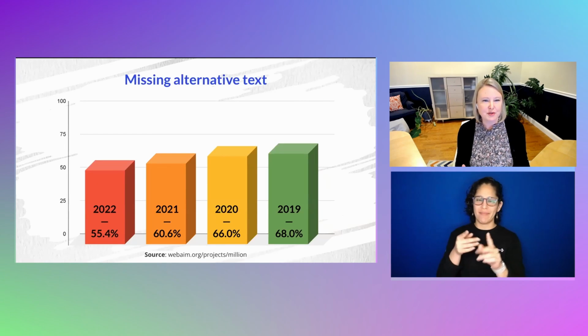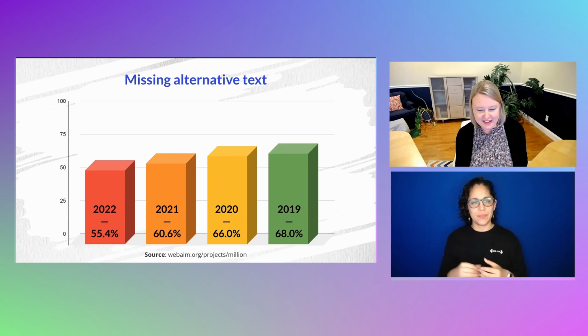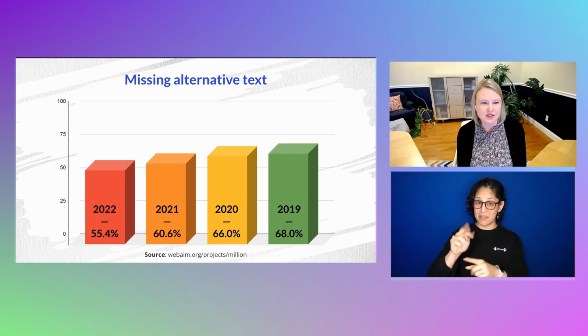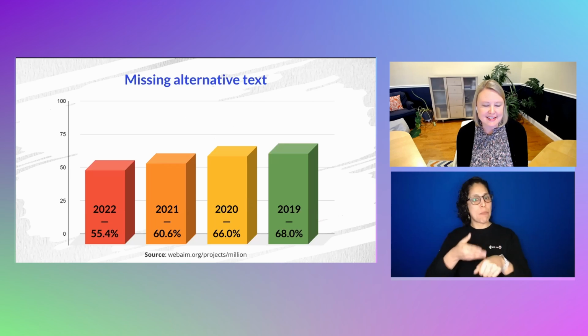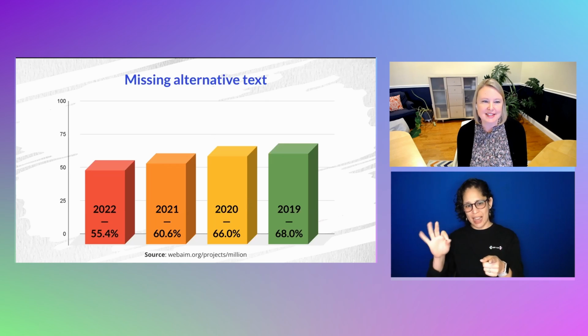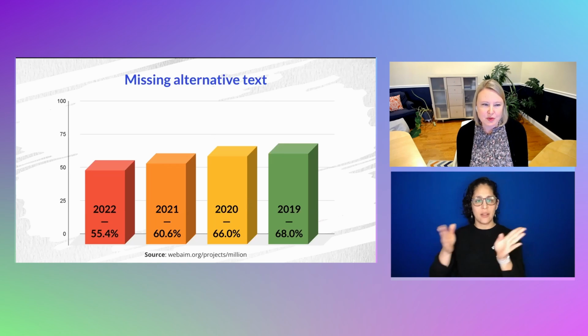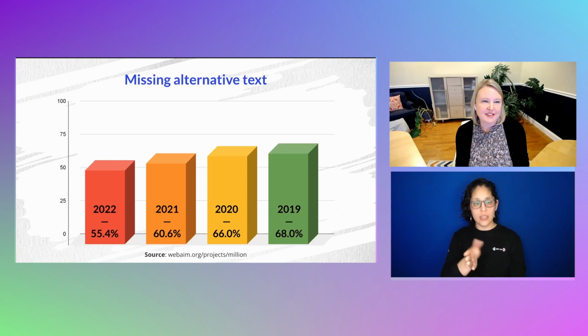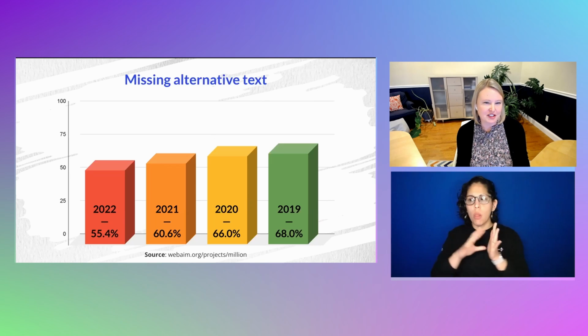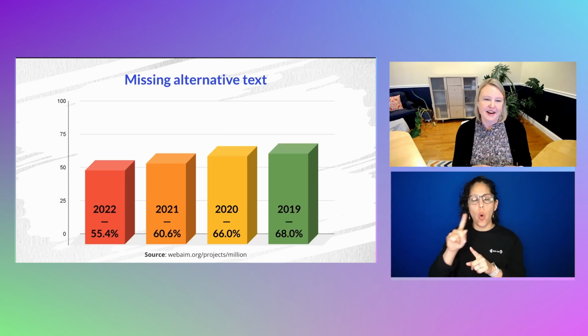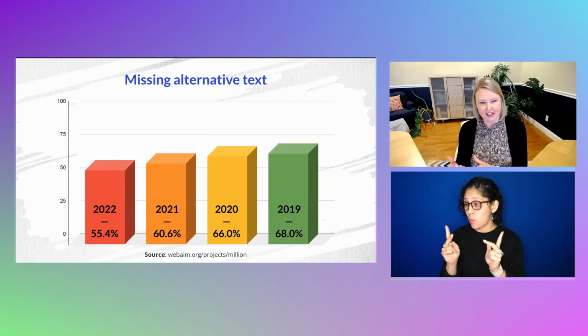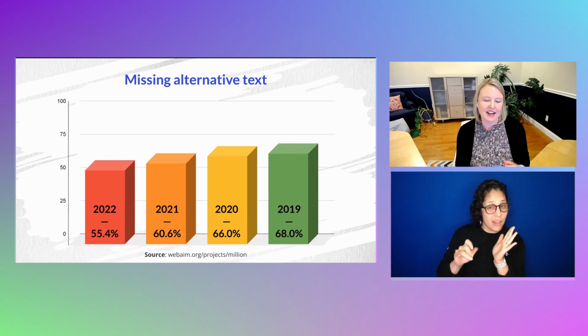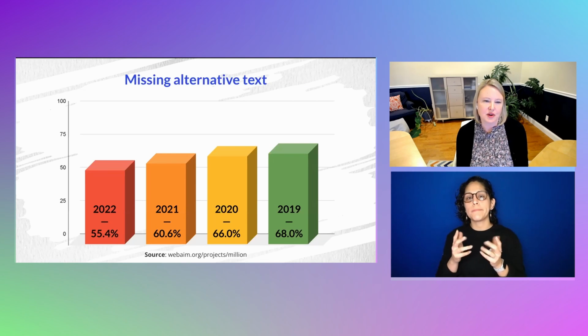So this is one of those pieces of good news. So in 2019, we had 68.0%, 2020 is 66, 2021, we have 60.6, and in 2022, we have 55.4%. So the news is good on alternative text. So that's really encouraging news. So that means that people have either a check in place, or they're looking at it in a different way and adding it to the code base.